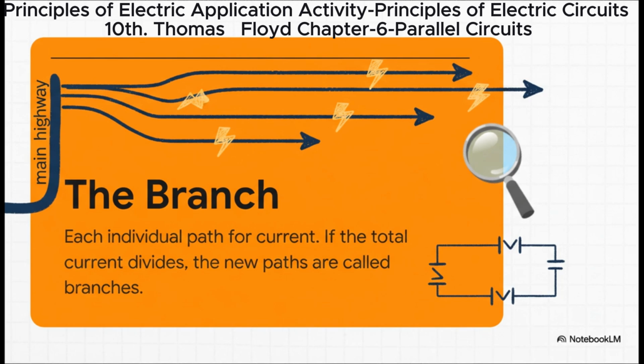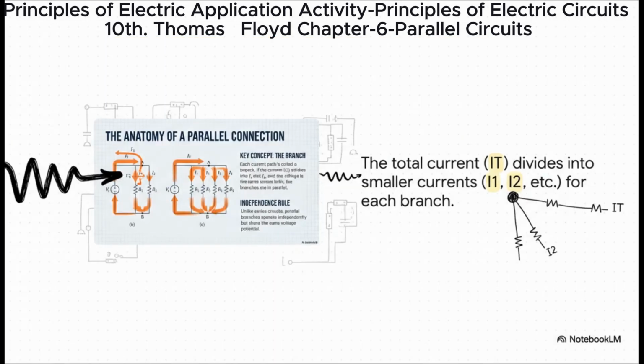I want you to think of current like water flowing through a bunch of pipes. When that main big pipe splits off into smaller ones, each of those new paths is what we call a branch. It's just a different road for the current to take. And this visualizes it perfectly. You see that total current, IT, coming from the source. The moment it hits that first intersection, it splits up. A piece of it, I1, goes one way, and the rest, I2, goes the other. That splitting of the current, that's the dead giveaway, the absolute signature of a parallel connection.